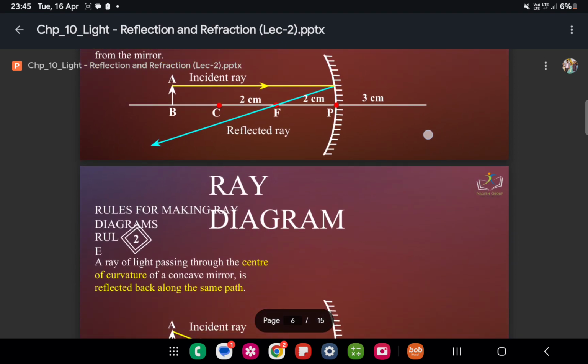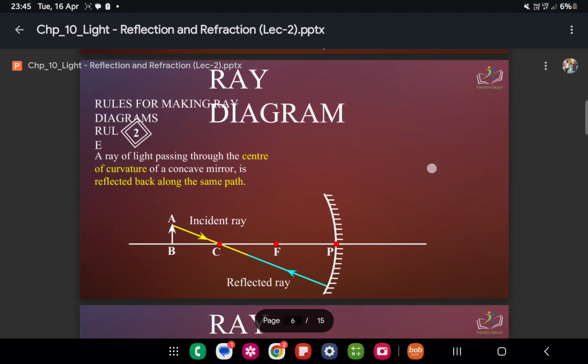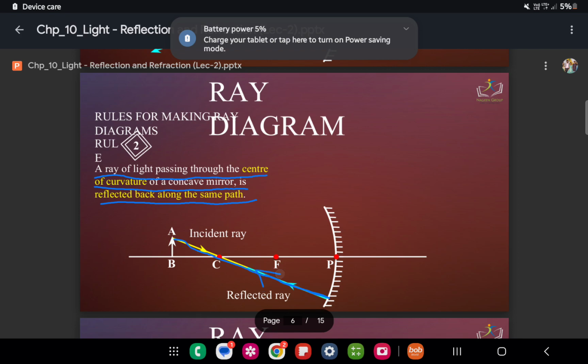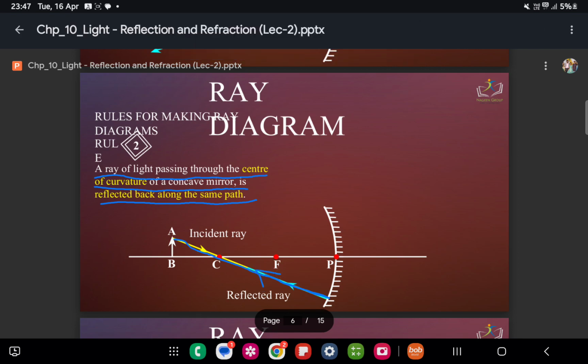Then we are moving to the second rule. Here you can see that a ray of light passing through the center of curvature of a concave mirror is reflected back along the same path. It means that if the incident ray passes through the center of curvature, as I am showing here, it will reflect back along its own path. It means any incident ray passing through the center of curvature.